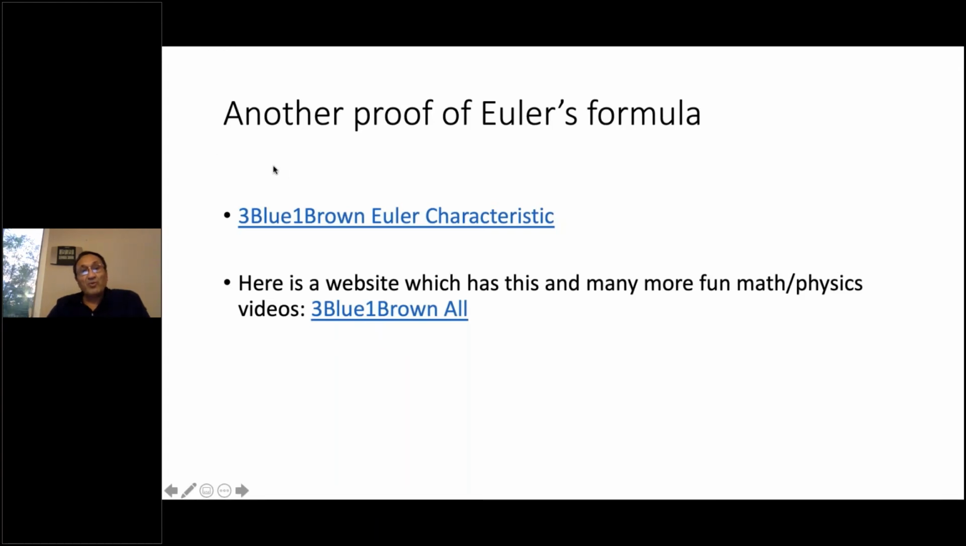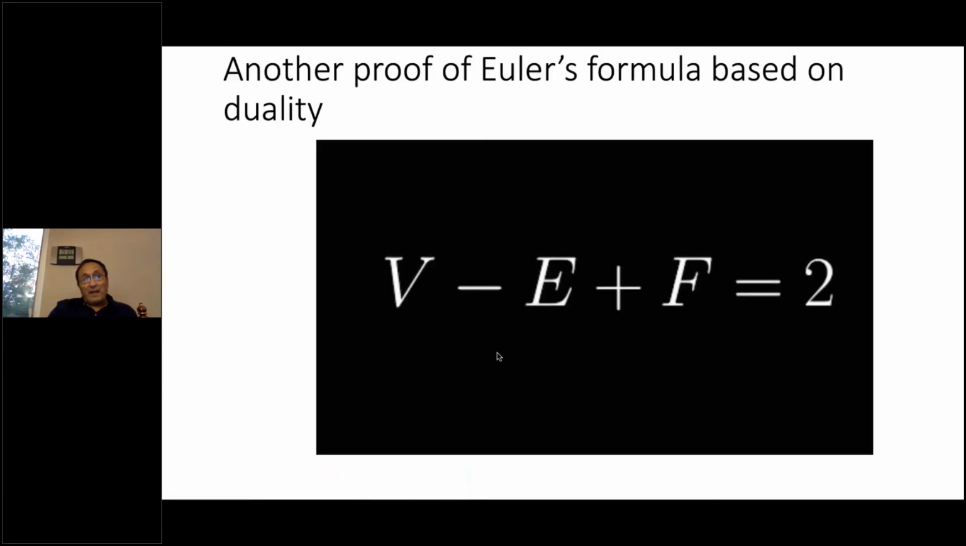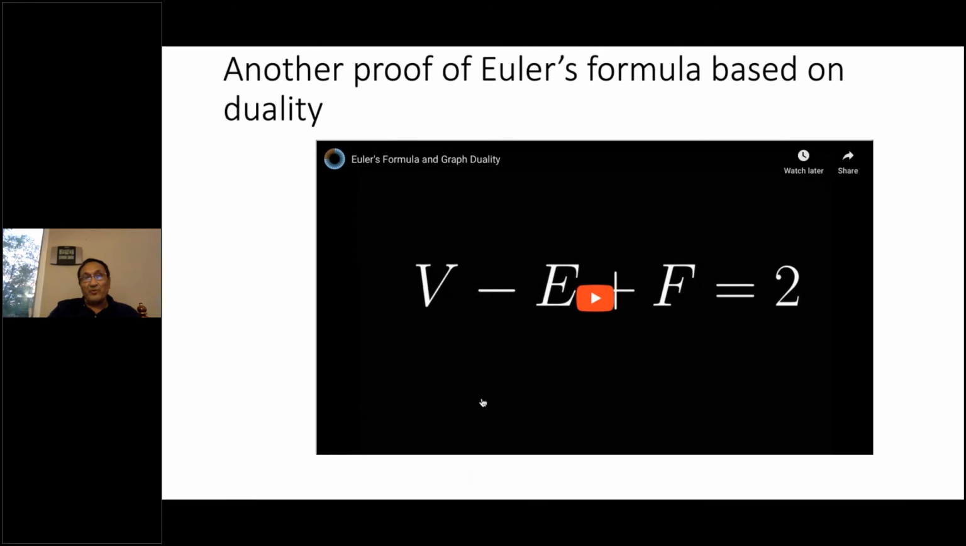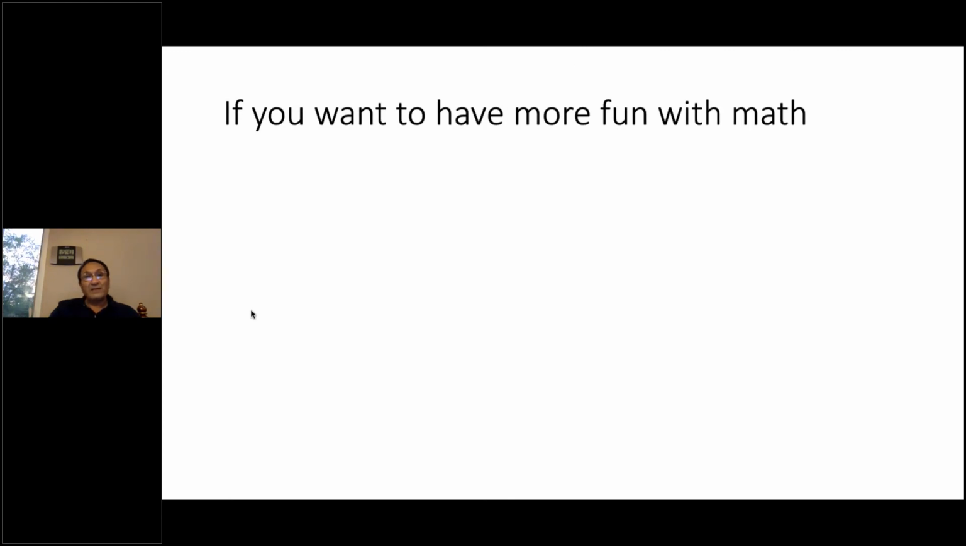If you just type 3 blue, 1 brown, on Google, you'll go to this website, which has a huge number of very cool math things and physics things. I have the proof embedded in here, but I'm not going to go through it because it takes a long time. But when I share the slides, you will have the proof. You can watch it, or you can just watch it on the website that I listed.